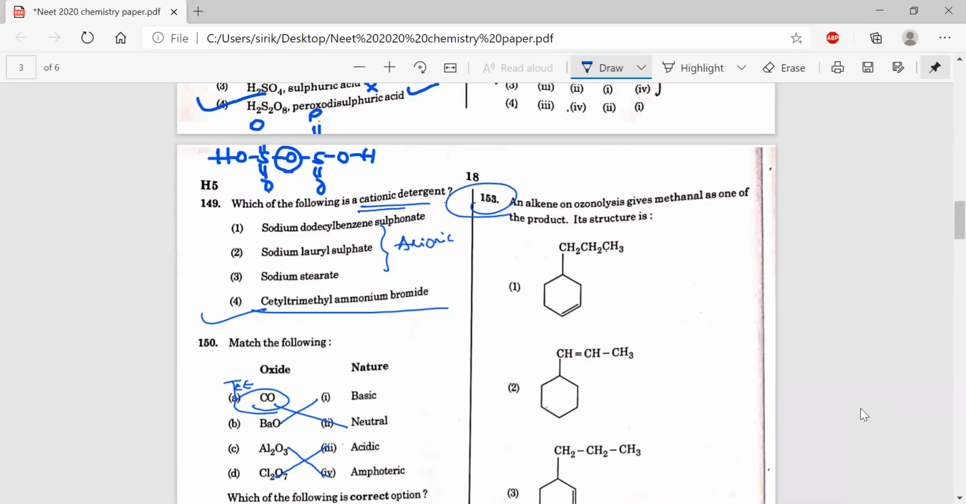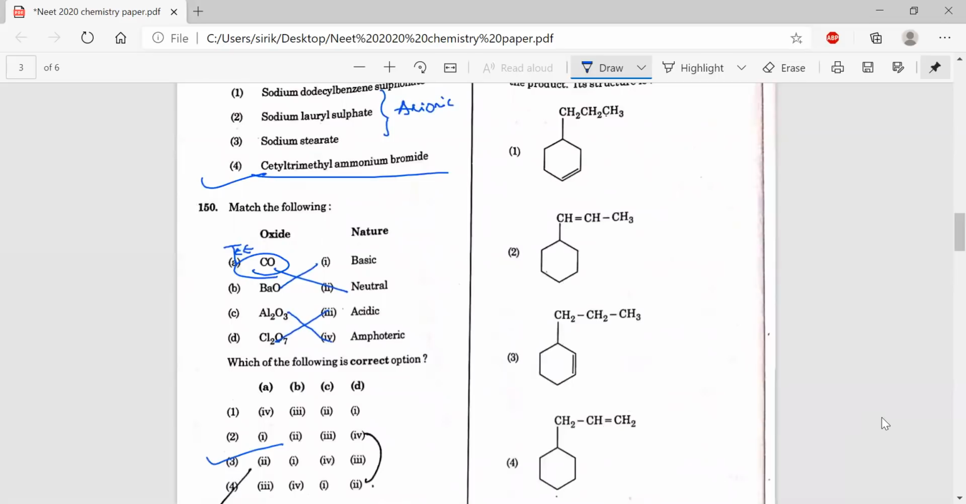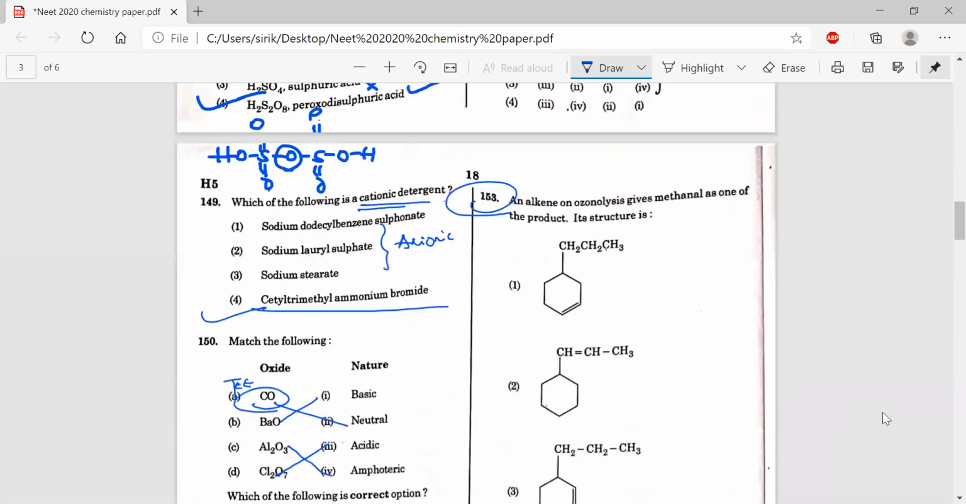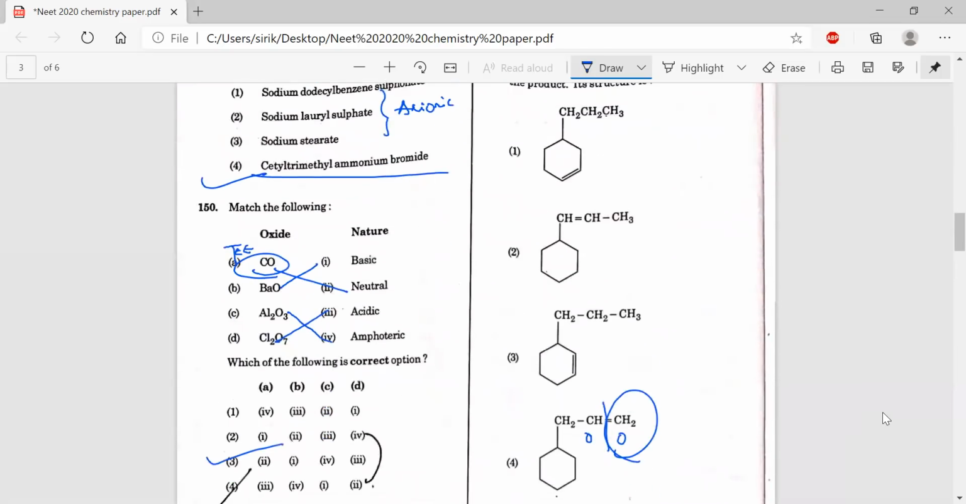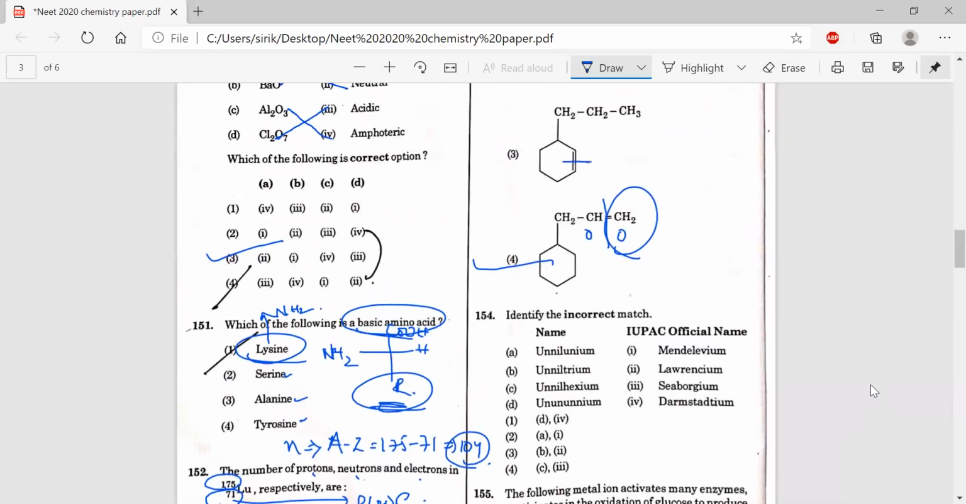An alkene on ozonolysis gives methanal as one of the products. The simple thing is to break the bond and add oxygen, in which case you get methanal, which is also known as formaldehyde, option 4. In all the cases, just break the bond and add oxygen.